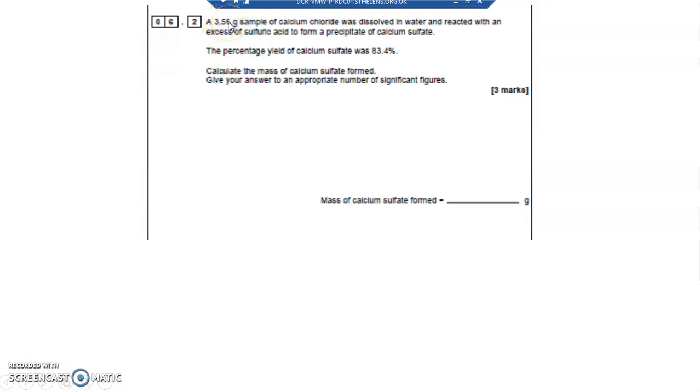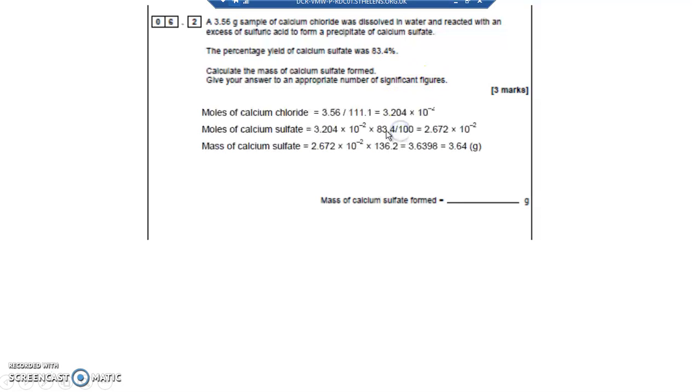A 3.56 g sample of calcium hydroxide was dissolved in water and reacted with an excess of sulfuric acid to form calcium sulfate. The percentage yield of calcium sulfate was 83.4%. Calculate the mass of calcium sulfate formed. Give your answer to an appropriate number of significant figures. Well, these are to 3 significant figures, so we better put it to 3 significant figures. Let's have a look then.